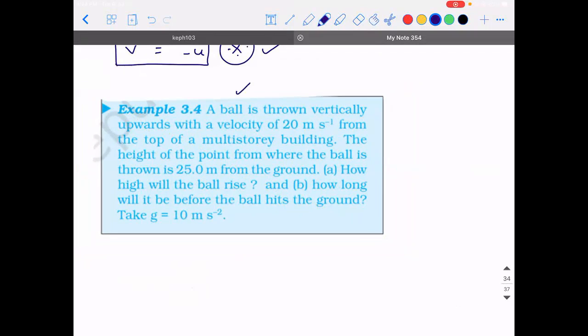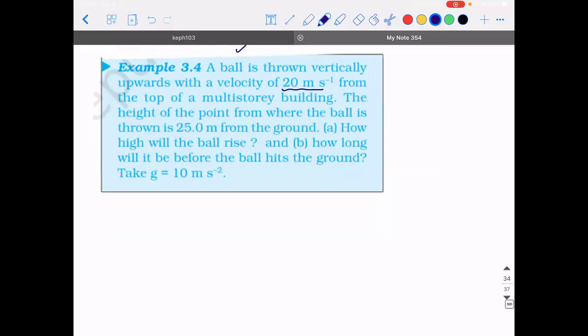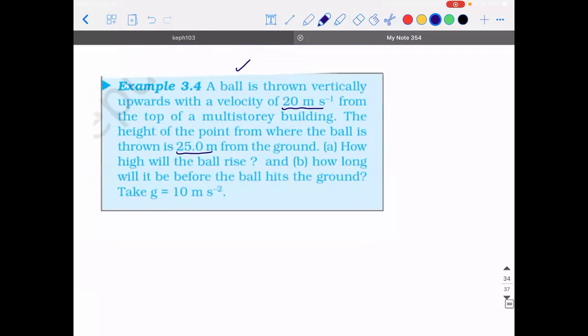So there is a ball which is thrown vertically upwards with a velocity of 20 meters per second from the top of a multi-story building. The height of the point from where the ball is thrown is 25 meters from the ground. How high will the ball rise is the first question. How long will it take before the ball hits the ground? It's an interesting question. Let's try to draw the scenario for it.